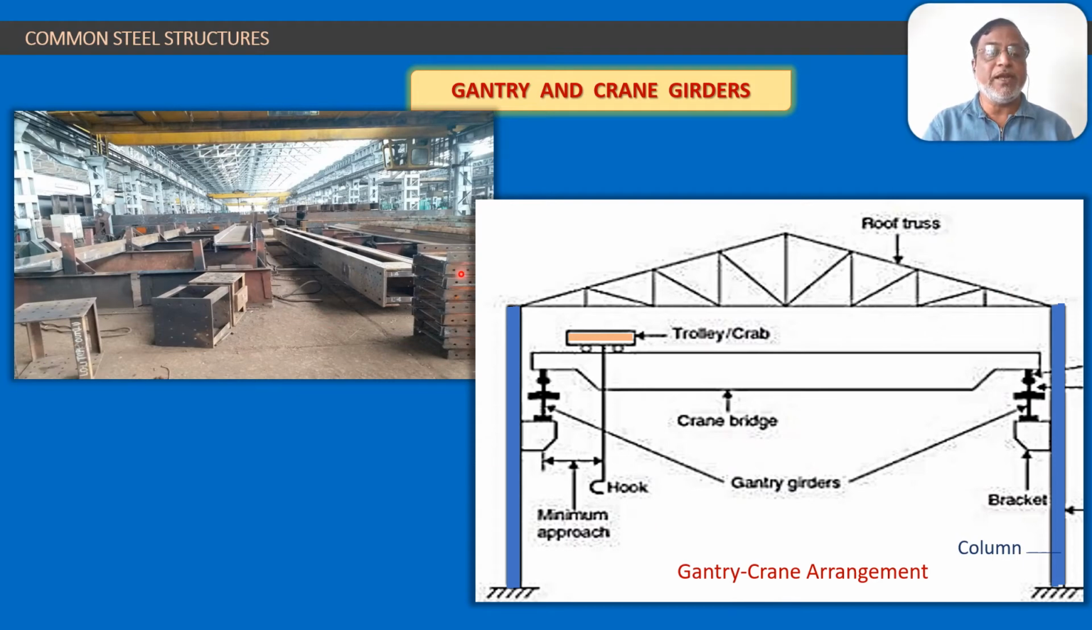This is the real life picture, whereas this is the diagrammatized system. So you can see this crane girder. This is the roof truss. This is the industrial shed, and you have this crane girder. On this crane girder, you can see this trolley or crab, or the crane. It is also called trolley or crab. It contains the crane.